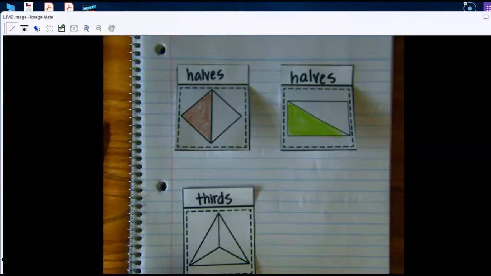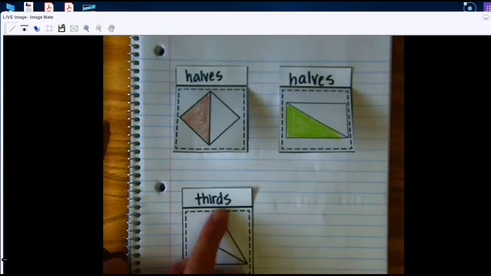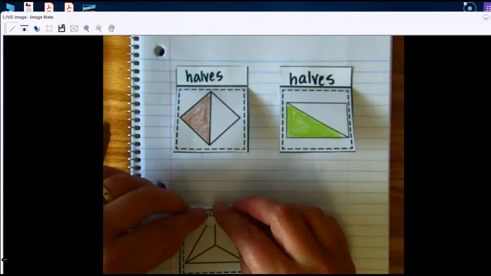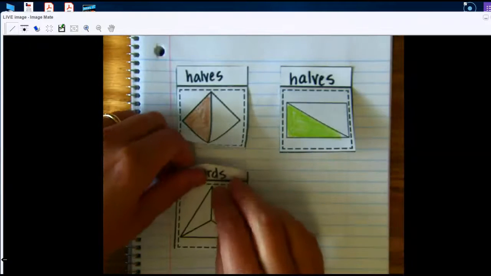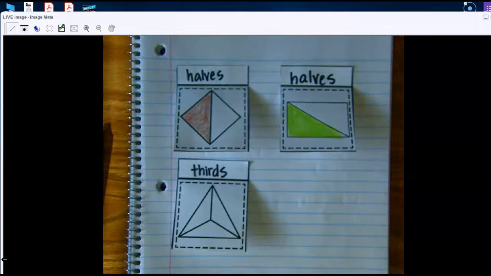Okay, now we have this one. When we have it in 3 parts, it's called thirds. Thirds, that's what 3 equal parts is. So find this one and write thirds on the top, T-H-I-R-D-S. Fold it over and glue it. Okay, we're not there yet. Just write thirds.